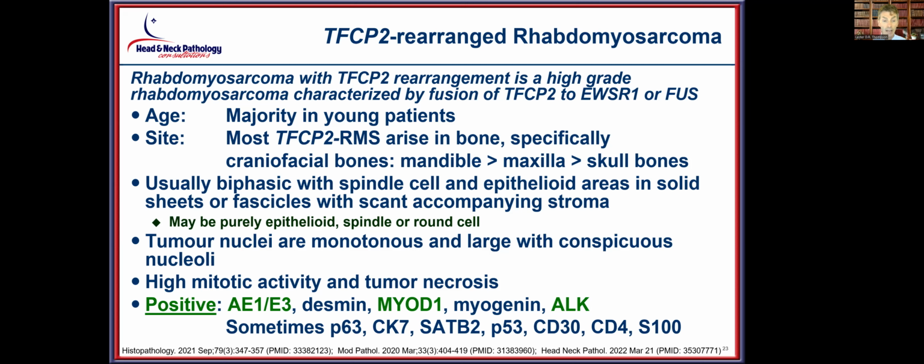And then, either an epithelial, spindled, or round cell morphology can be seen with a very monotonous appearance because, again, it is a rearranged rhabdomyosarcoma category. As you will notice, I'm putting in AE1, AE3, as well as the desmin, of course, being positive, but then MyoD1, myogenin are also seen, as is ALK.